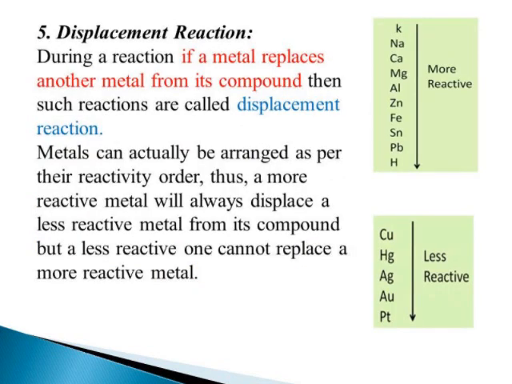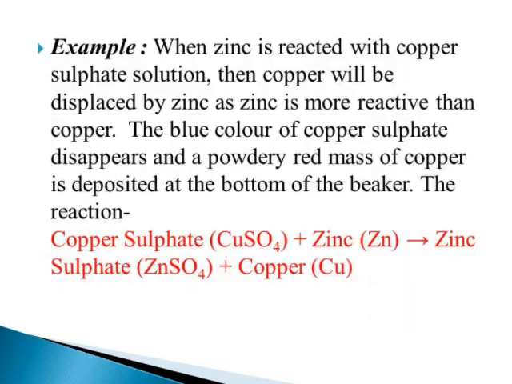Displacement reaction. During a reaction, if a metal replaces another metal from its compound, then such reactions are called displacement reactions. Metals can be arranged as per their reactivity order. Thus, a more reactive metal will always displace a less reactive metal from its compound, but a less reactive one cannot replace a more reactive metal.